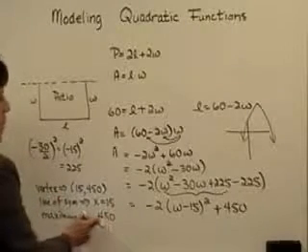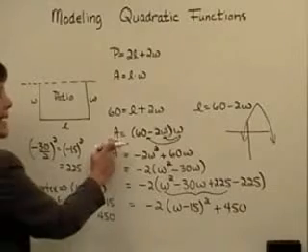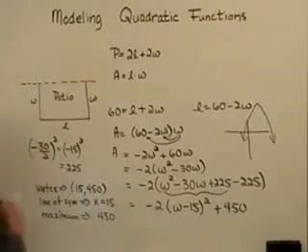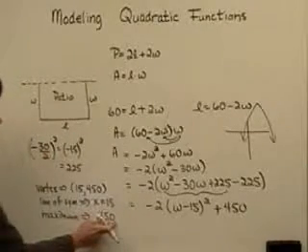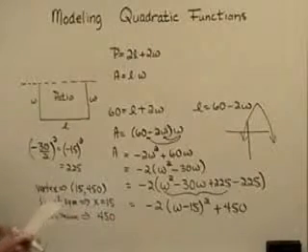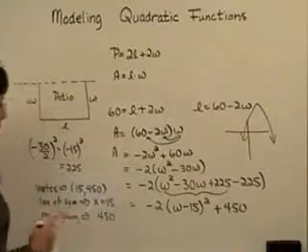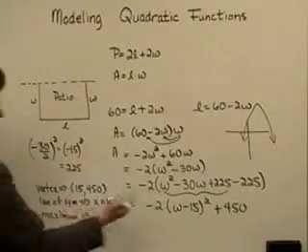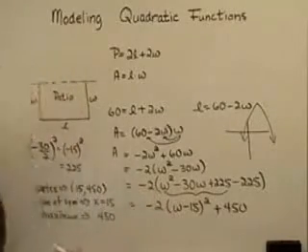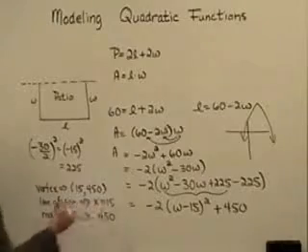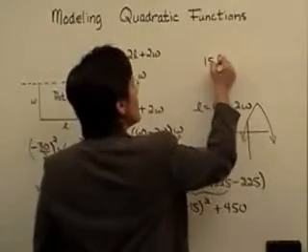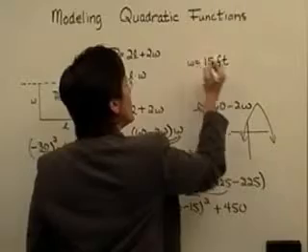Now remember, 450 represents my y value. That's going to be my area of this patio. So I'm going to get a maximum area of 450 square feet. I believe these units were in feet. And x represents my width, if you will, here. And so my width turns out to be 15 feet. 15 feet is my width.